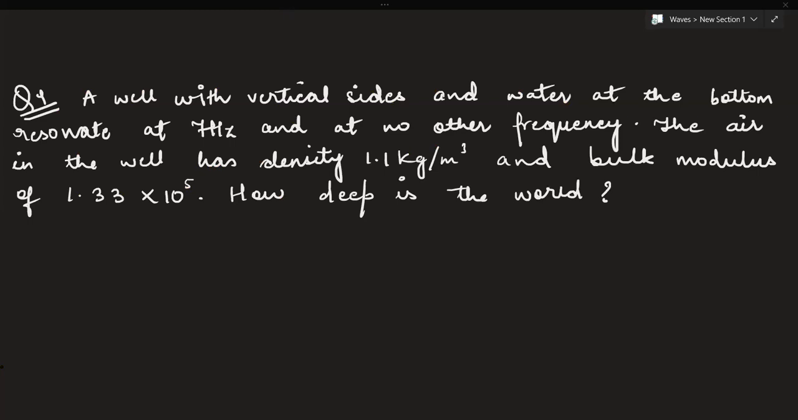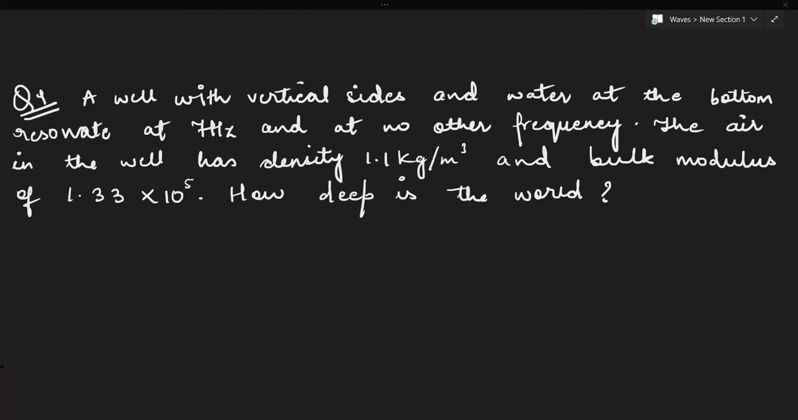Now see, the next question says that a well with vertical sides and water at the bottom resonates at 7 hertz. This is the frequency given. The air in the well has a given density and bulk modulus, respectively.